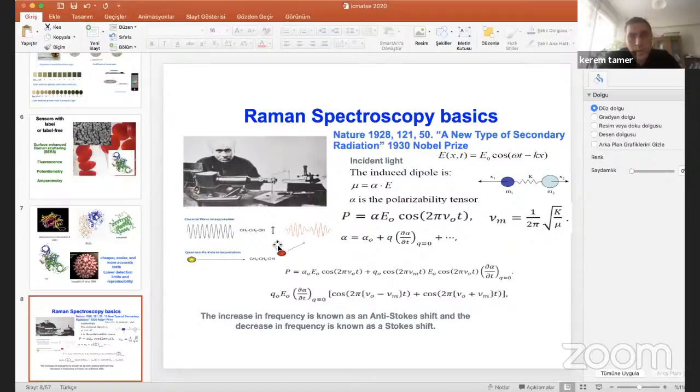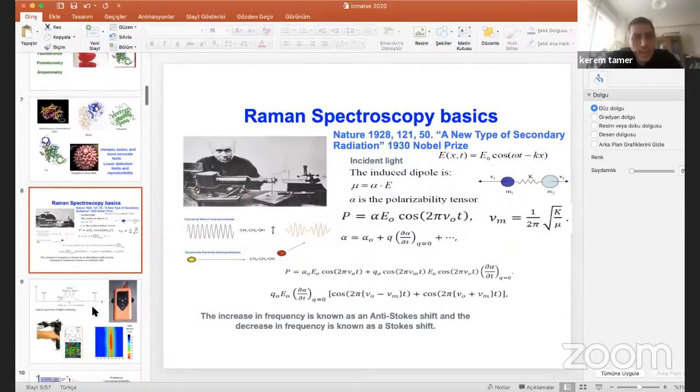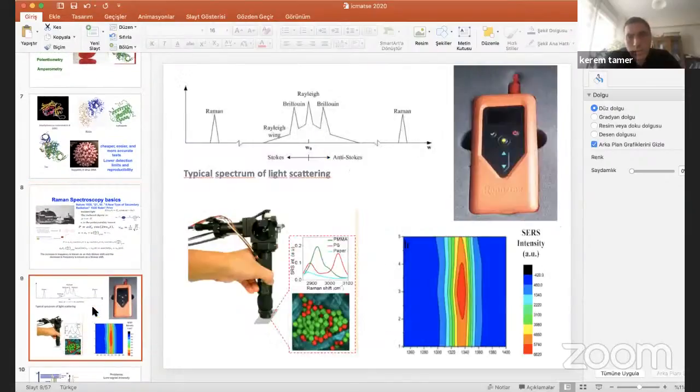How can we increase the signal? Actually, we are using some metallic substrate, and this metallic substrate controls the light-matter interaction, and the signal can be increased by an order of magnitude. Okay. Using this technique, you can analyze different kinds of substrates actually.